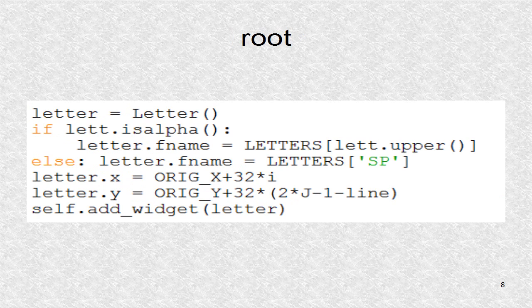8. For each character in a line, we create a Letter instance. Then its string property is set to a letter or space. Notice, if we have a comma or period, it will be treated as a space. Then, the x and y positions of the letter are set as some offset from the ORIGX and ORIGY coordinates. Finally, the Letter instance is added to the root widget.